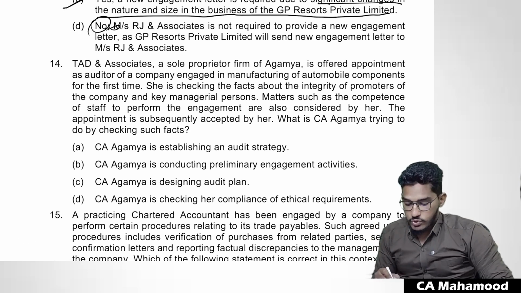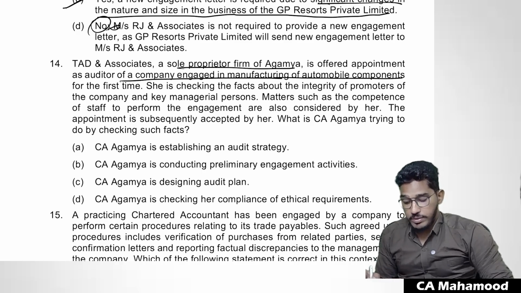TAD and Associates, a sole proprietor firm of Agamya, is offered appointment as auditor of a company engaged in manufacturing of automobile components for the first time. First time, initial audit engagement. She is checking the facts about integrity of the promoters of the company and key managerial persons. So what is she doing? When you are checking integrity of the promoters, KMP, what is she trying to do? Preliminary engagement activity.